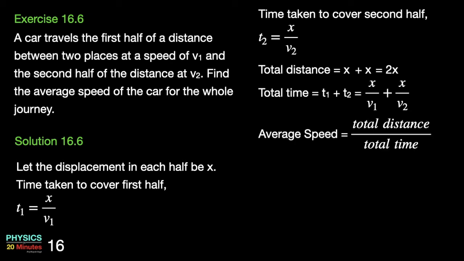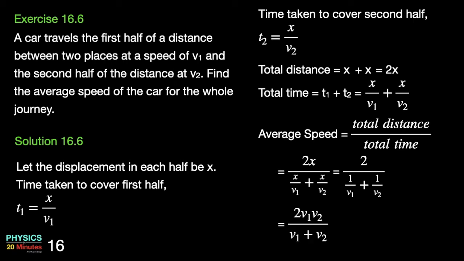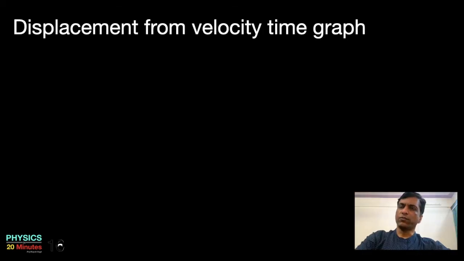Therefore, average speed is total distance upon total time. So total distance is 2x, total time we have already obtained. So we can find the average speed, which when you solve, you will get as 2v1v2 upon v1 plus v2. Okay, moving further from speed, what information can we get if we have a velocity time graph?